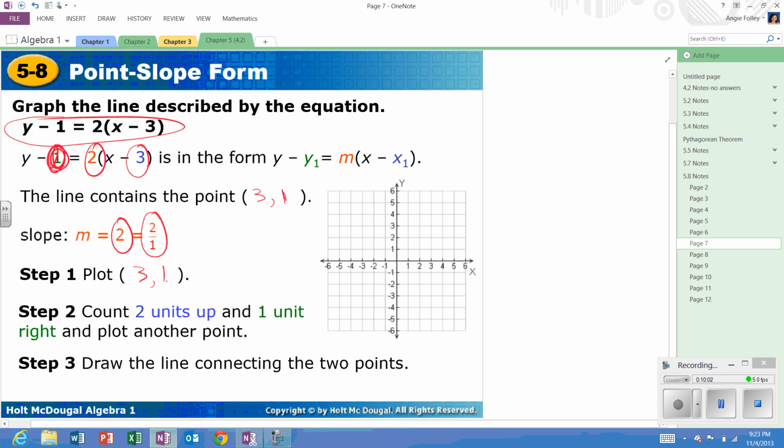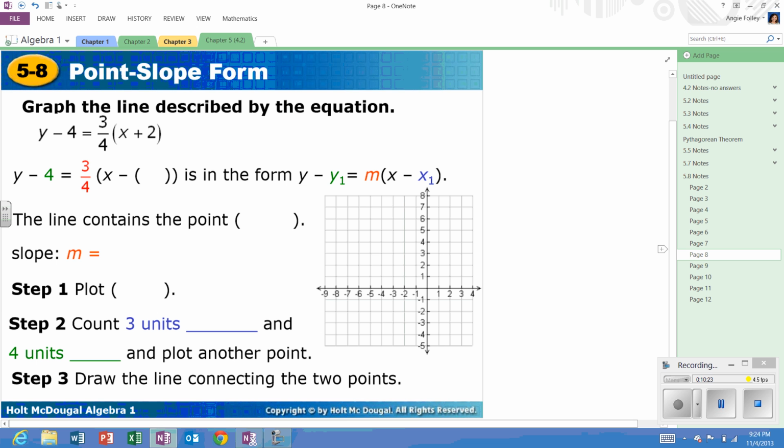So our point on our line is (3, 1). Step 1 is to find that. I'm going to go over 3 and up 1. Step 2 is to count up 2 units because my slope is my rise over my run. So I'm going to count up 2, 1, 2, and then 1 unit over to the right. Put my second point there, connect the lines, and you just graphed that equation.